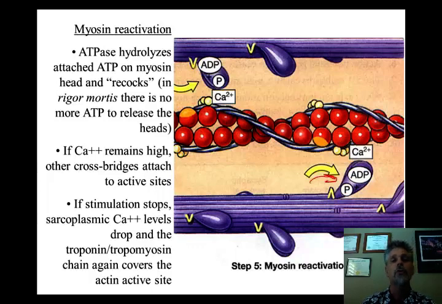Okay? So if the calcium levels remain high because the cell is getting stimulated, then the parents are going to be out of the way, right? As long as that younger sibling needs them, they're going to be out of the way. So if the calcium levels remain high, then the troponin and tropomyosin molecules are pulled out of the way, and the actin and the myosin keep interacting, right?